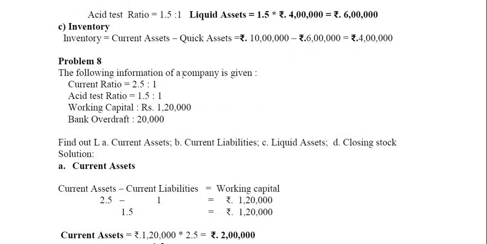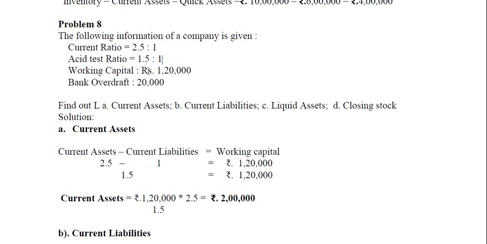There is one more problem here, similar small problem. The following information of a company is given. Current ratio is 2.5 is to 1. Acid test ratio is 1.5 is to 1. Working capital is 1,20,000. Bank overdraft is 20,000. You have to find out current assets and then current liabilities, liquid assets and closing stock.